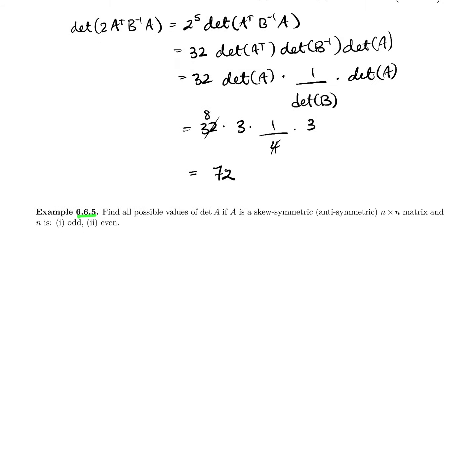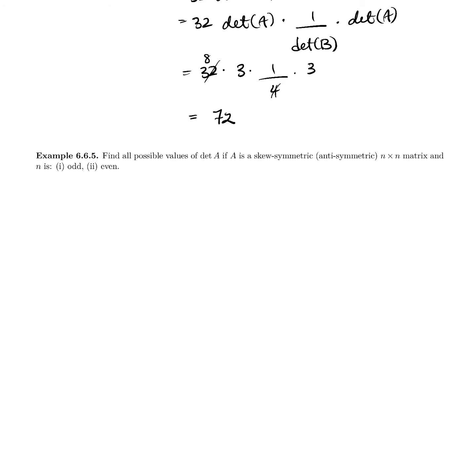Example 6.6.5. Now we're asked to find all possible values of the determinant of A if A is a skew-symmetric or anti-symmetric n by n matrix, in two cases. N is either odd or even. So the first thing we should do is remind ourselves of what a skew-symmetric matrix is, and that's a matrix whose transpose is equal to the negative of the original matrix.